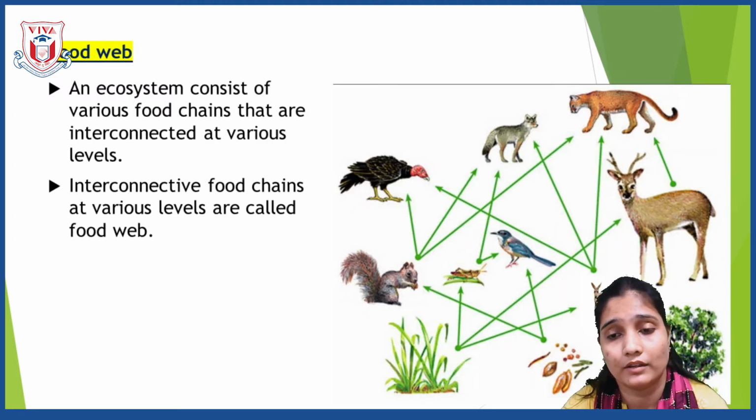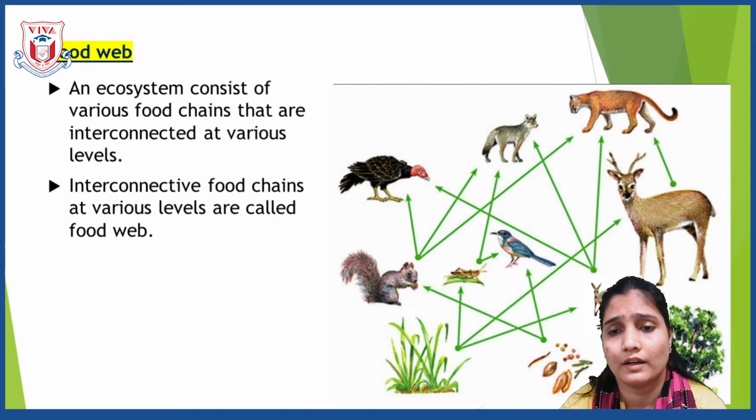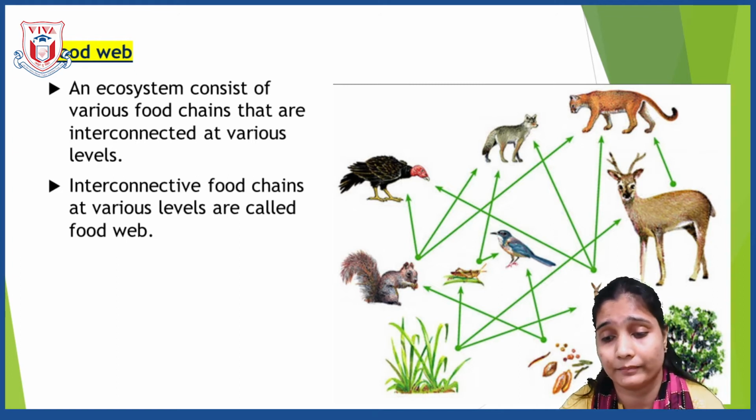We have learned how food chain works. An ecosystem consists of various food chains that are interconnected at various levels. Let's see here.